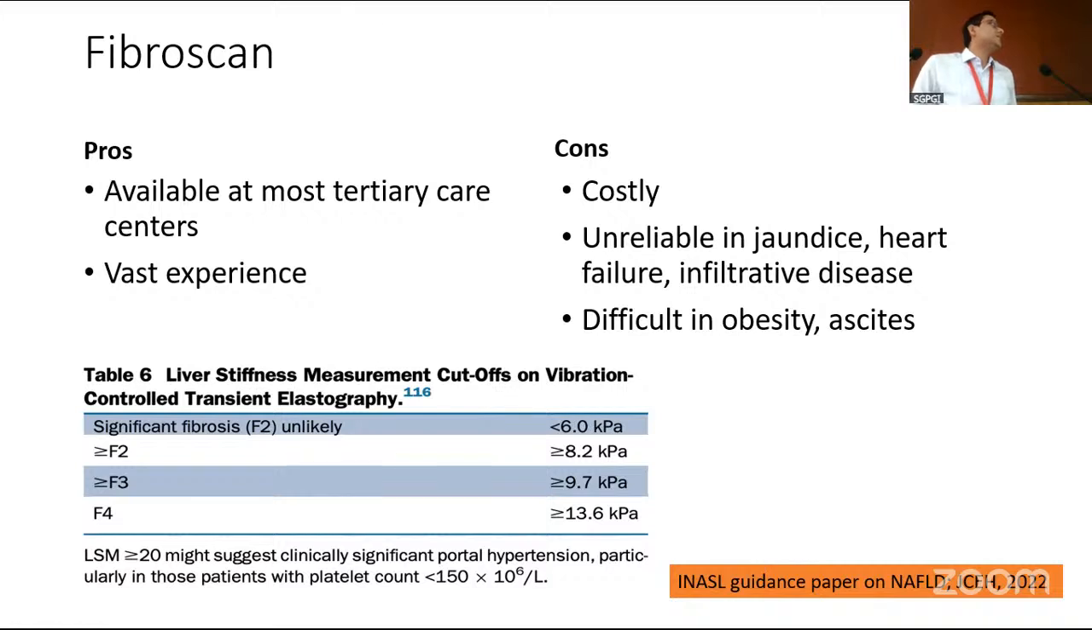As the LSM value increases, the level of fibrosis also increases, and these correlate with the liver biopsy findings. And if the LSM value is more than or equal to 13.6, it means the patient has F4 fibrosis, that means cirrhosis. So this is the importance of FibroScan, that it can help us quantify the amount of fibrosis in a patient with MASLD.